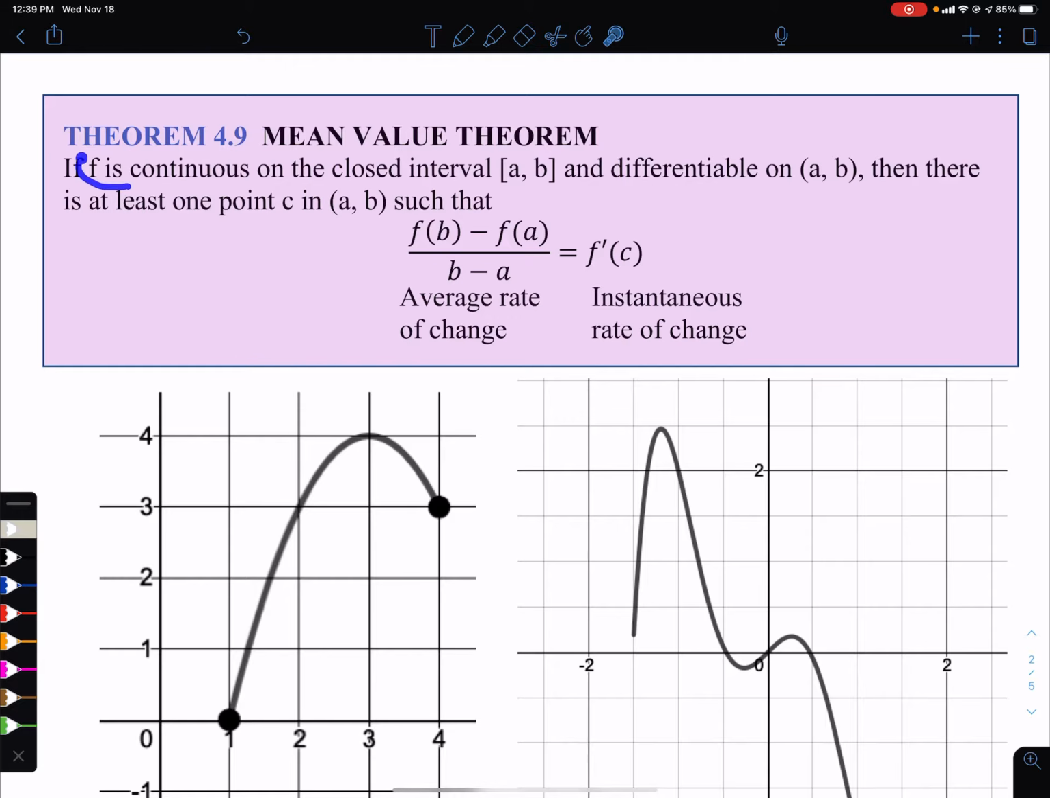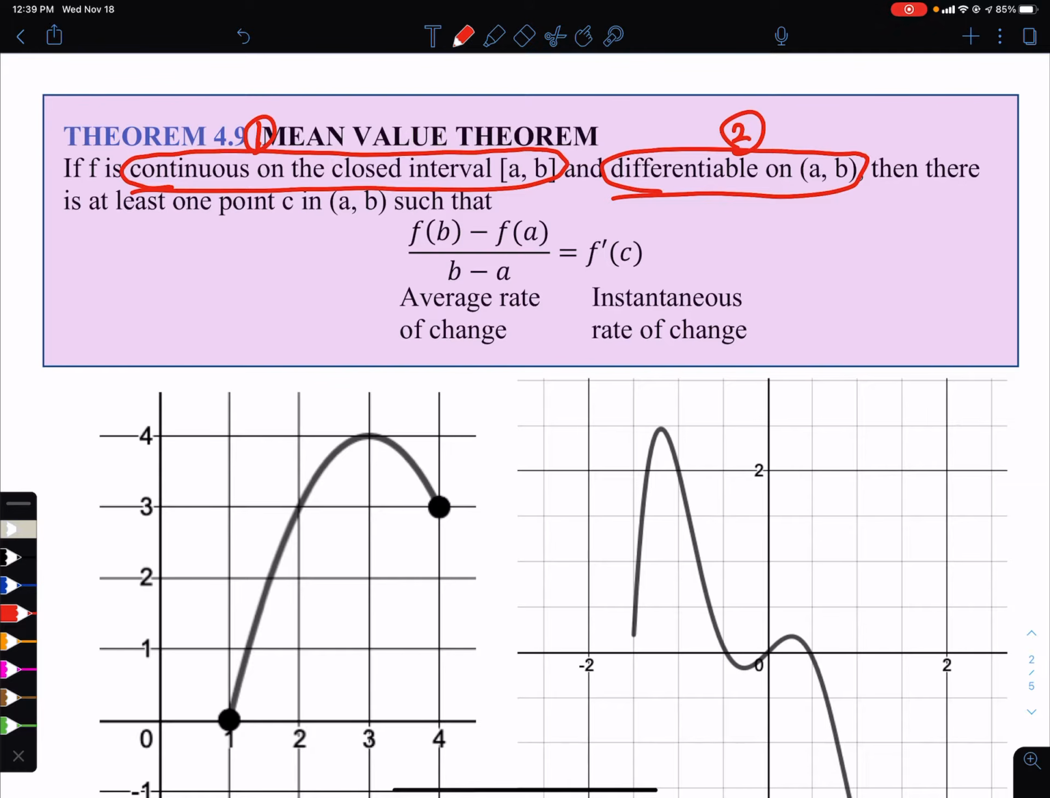So we get the same conditions. It must be continuous on the closed interval. That's condition number 1. Continuous on a closed interval. I will label that number 1. Number 2, differentiable on an open interval.